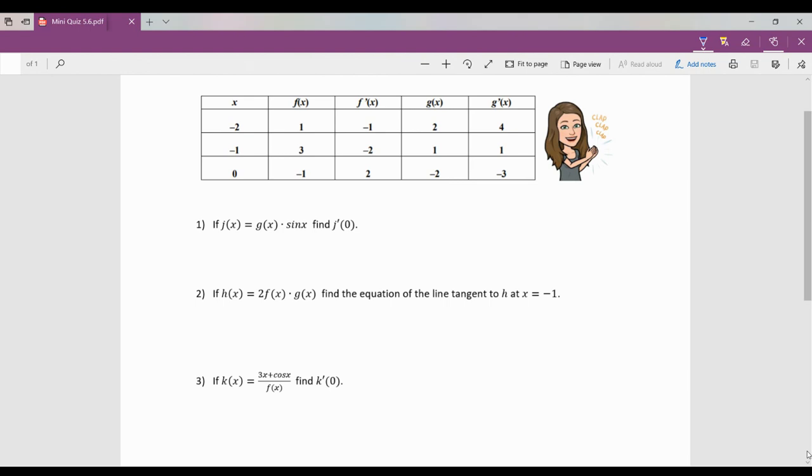All right, so number one, we've got j of x equals g of x times sine of x. Now, if we want to find j prime of 0, first thing we're going to need to do is find j prime of x, which we're taking the derivative and two things are being multiplied, so we're going to have to use the product rule. So we've got u equals g of x, v equals sine of x.